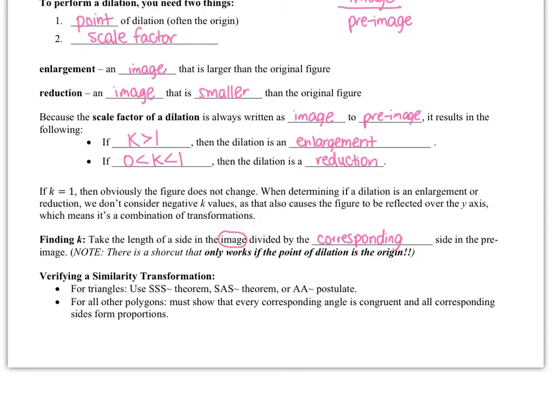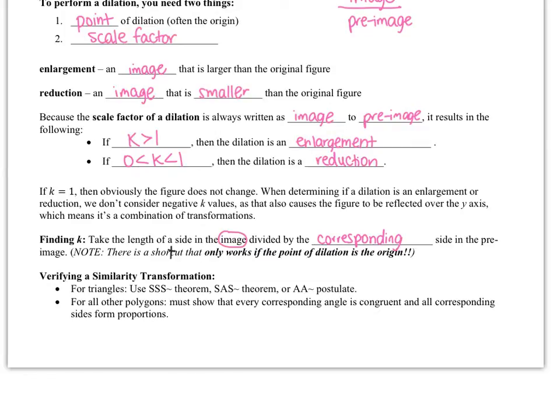And I want you to note, there is a shortcut. Oops, that's supposed to say shortcut. There is a shortcut. However, you can only do it if the point of dilation is the origin. So I'm going to talk about that in one of the problems coming up. Do not assume that's going to be true, because it's not always true. So you can't do the shortcut, so you're going to get a bunch of stuff wrong. So just don't do it.